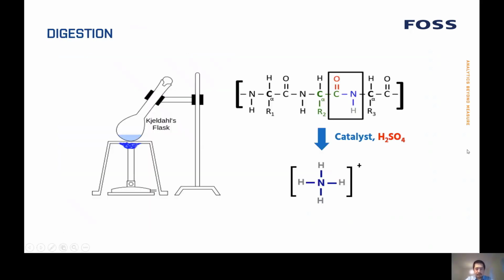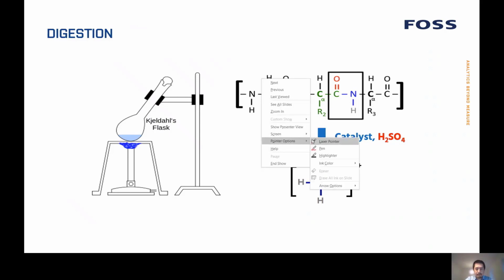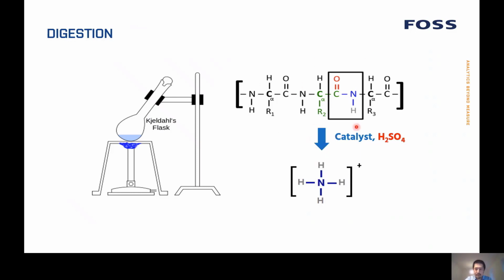The digestion is, as mentioned, the step where you change the sample. As I showed with the laser pointer, you have this carbon-nitrogen bond, which you break to convert the organic nitrogen into inorganic ammonium ions. In this step, you have the catalyst and the sulfuric acid. The sulfuric acid is used to destroy this bond, and the catalyst is used to speed up the reaction. This is the very traditional setup for the Kjeldahl method. You have this Kjeldahl flask, and there is a heat source which heats up the temperature.